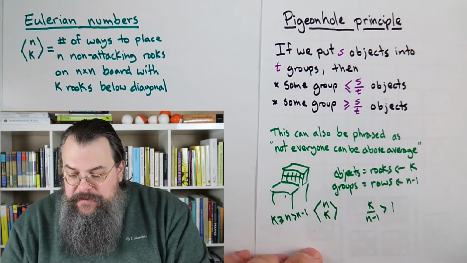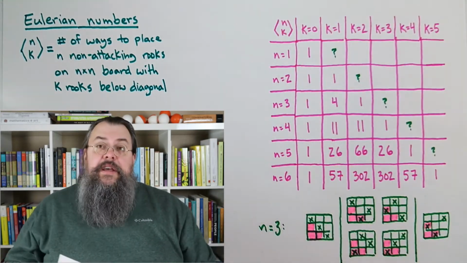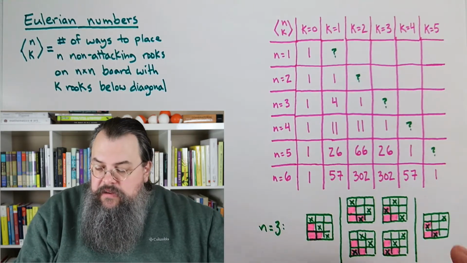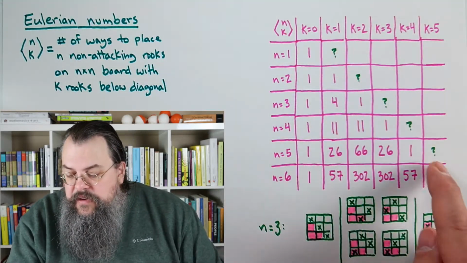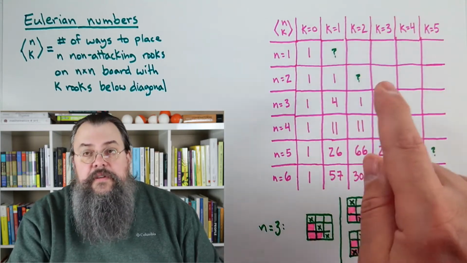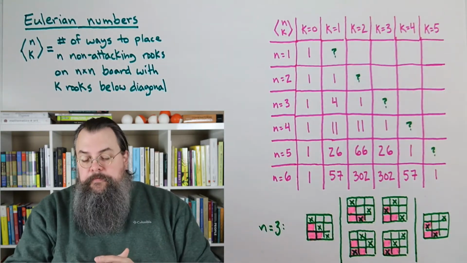All right, good. So because of the Pigeonhole principle, we can now say that that's why these entries are 0 and all these entries are 0 over there. All right, so that's something.